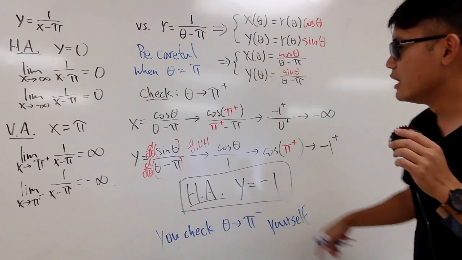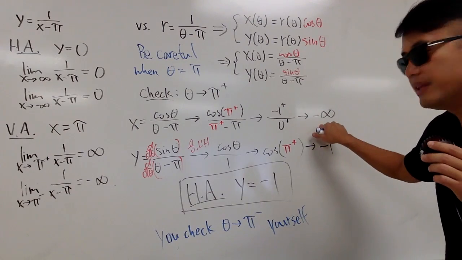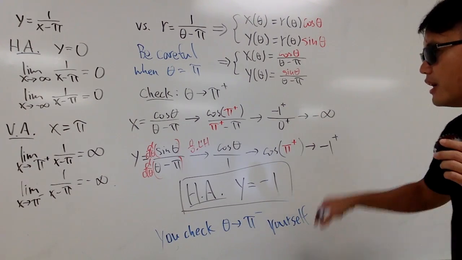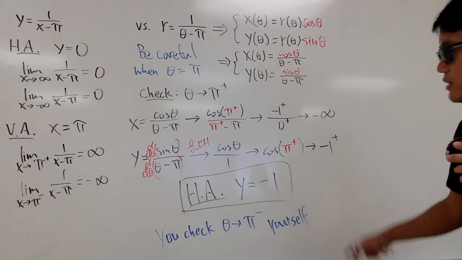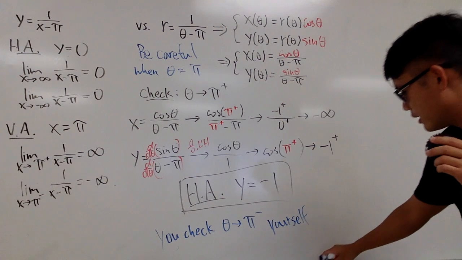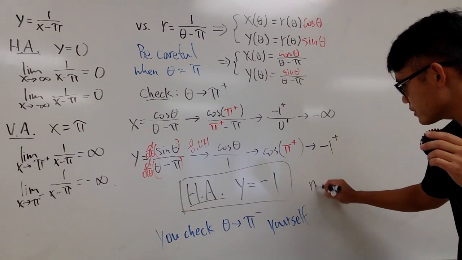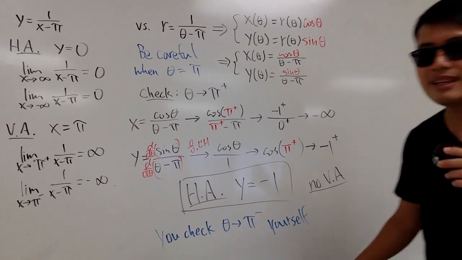And then we see that it actually is a situation where x is some kind of infinity. This was the negative infinity situation. And in the meantime, y turns out to be finite for the limit. So we do have a horizontal asymptote. And I will tell you, there is no vertical asymptote. And that's it.